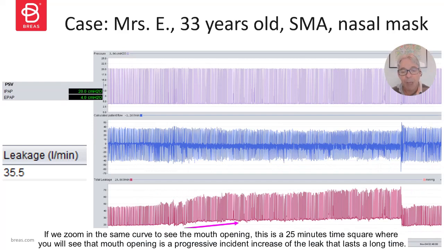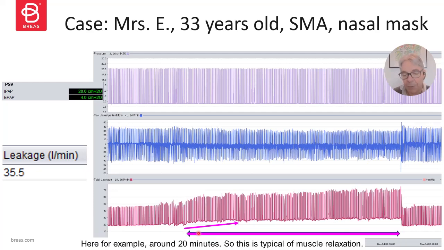If we zoom in the same curve to see the mouth opening, this is a 25 minutes time scale, where you will see that mouth opening is a progressive increase of the leak that lasts a long time. Here, for example, around 20 minutes. So this is typical of muscle relaxation.